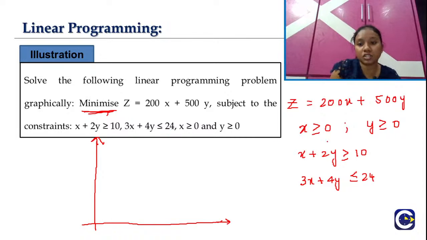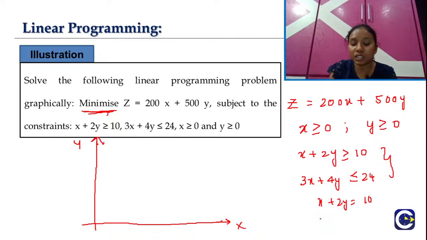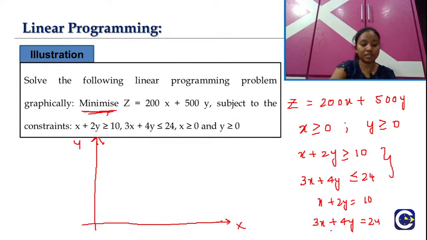As we know, the first two non-negativity constraints state that it will be in our first quadrant itself, x-axis and y-axis. So x greater than or equal to 0, this part. Similarly, y greater than or equal to 0, this part. So it will obviously be located in the first quadrant itself. And then we have to plot the other two constraints here. The first one is x + 2y greater than or equal to 10, which means x + 2y = 10. And the other one is 3x + 4y less than or equal to 24, which is nothing but 3x + 4y = 24. So now we have to plot the graphs of these two lines here.